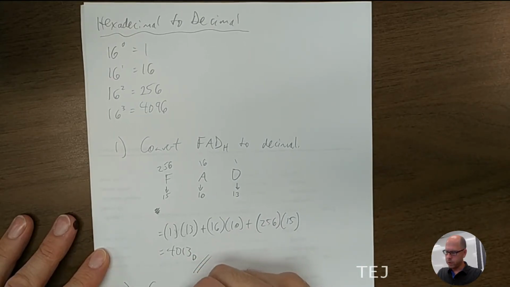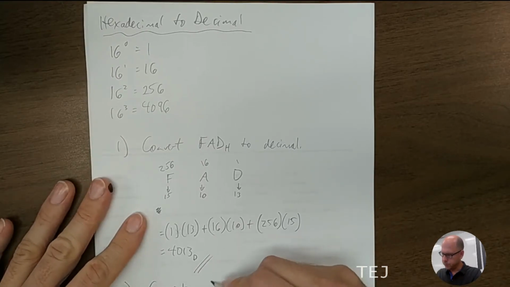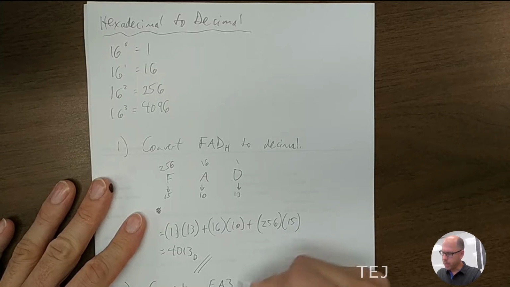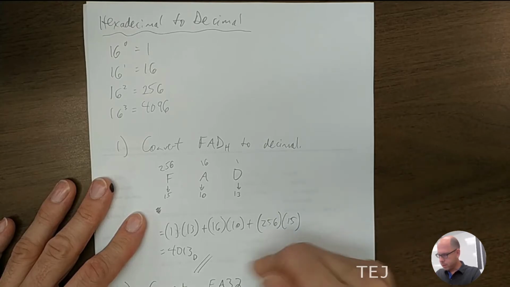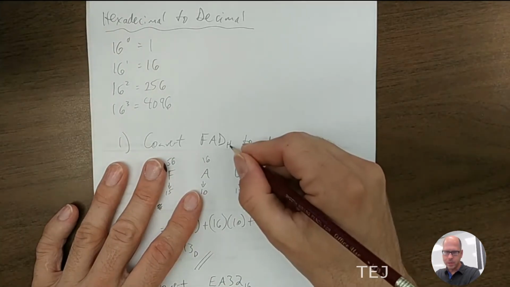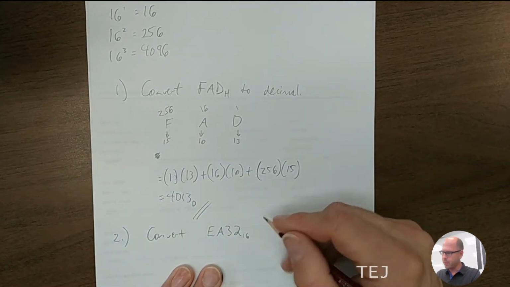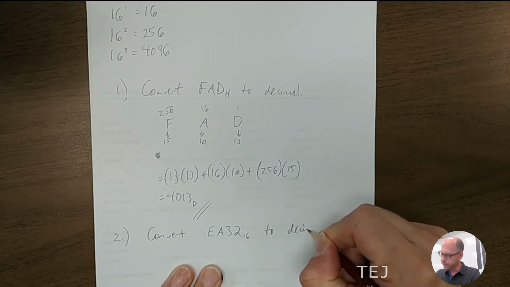So convert EA3 to, that's going to be 4, we'll do it, base 16, same as a base H. Base 16 or base H is the same thing. I'm just showing you so you can see both ways, to decimal.